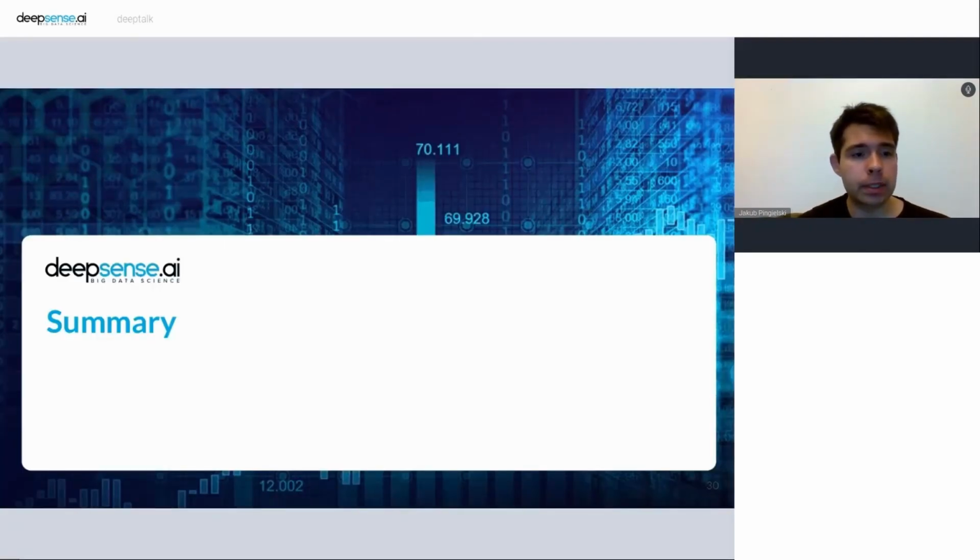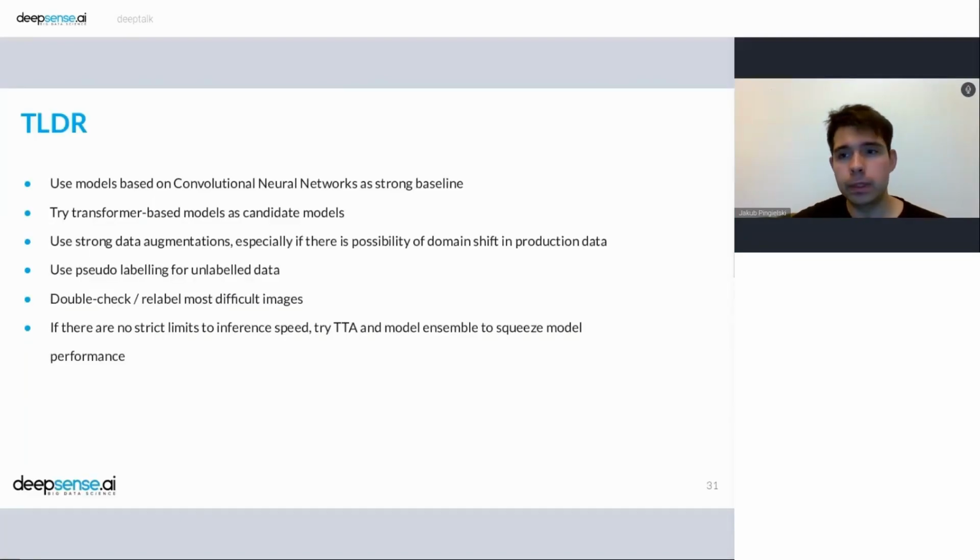And here is the promised executive summary for you, the most important tips from this competition. So first of all, you should, in my opinion, start with models based on convolutional neural networks. I would recommend the EfficientNet family as encoder and UNet as decoder, and it should be a pretty strong baseline. After that, if you have time, you might want to try transformer-based models, because there are already some pretty decent and medium-sized models that perform better than ConvNets.